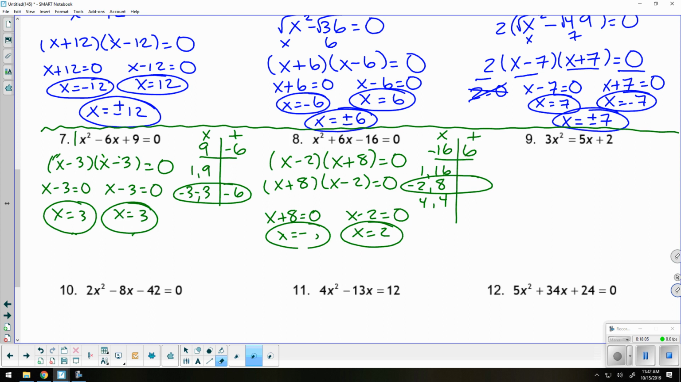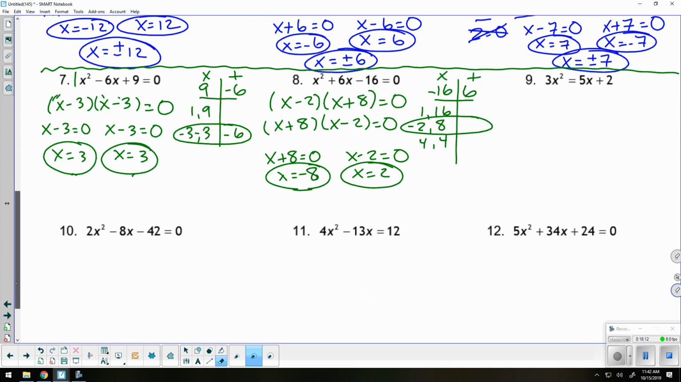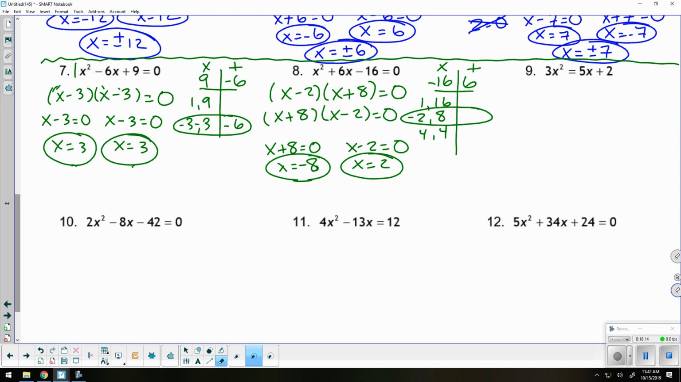I'm going to skip down, like I said, to number 10, because 10 actually goes better with 7 and 8 than the rest of them. So those last three trinomials are something a little different, and we're going to lump these all together, going all the way down.